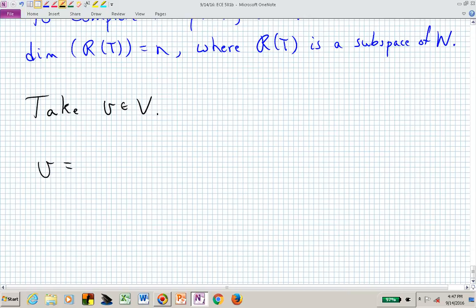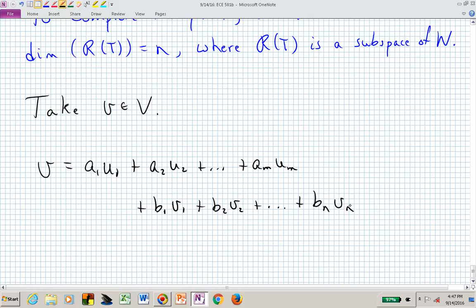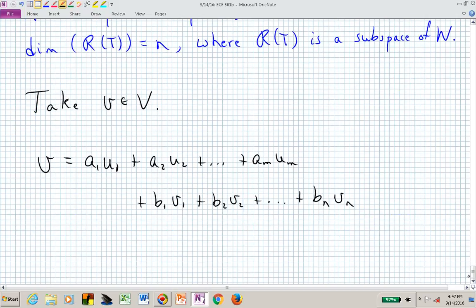Is that clear? We could just label that and say v is, let me use the u's first, a1 u1 plus a sub 2 u sub 2 plus up to a sub m u sub m, plus b1 w1 plus b sub 2 w2 on up to b sub n w sub n. Oh, I didn't have v's, did I? I have w's.